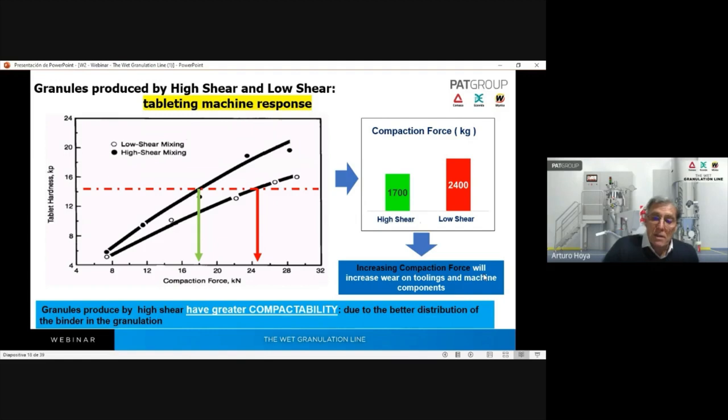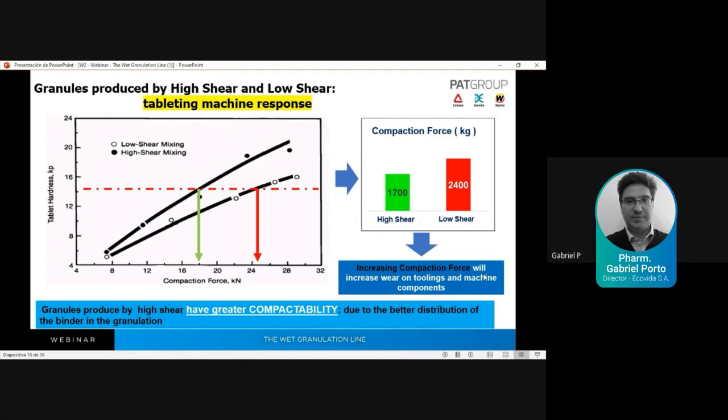Okay, thank you. Excuse me, Arturo, I wanted to complement something. Very interesting what you are mentioning, Arturo, your responses were very clear. I just wanted to mention that maybe many of the people present here in the group have experienced some problem with compactability due to the different compaction force to be applied.